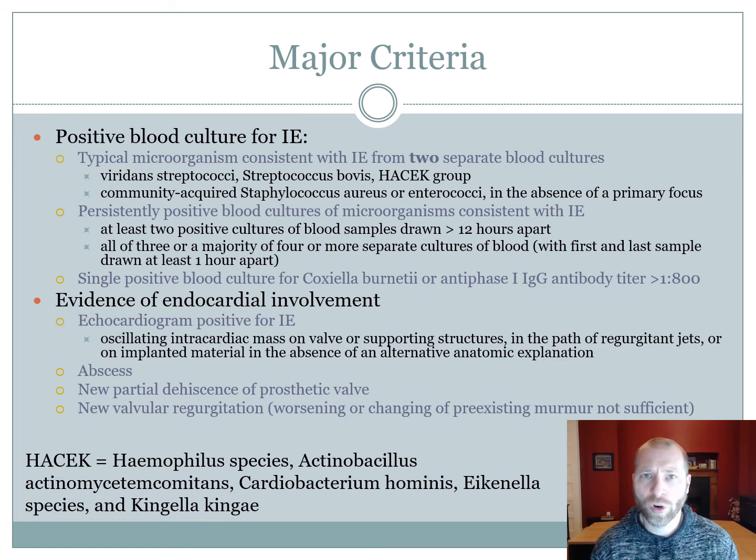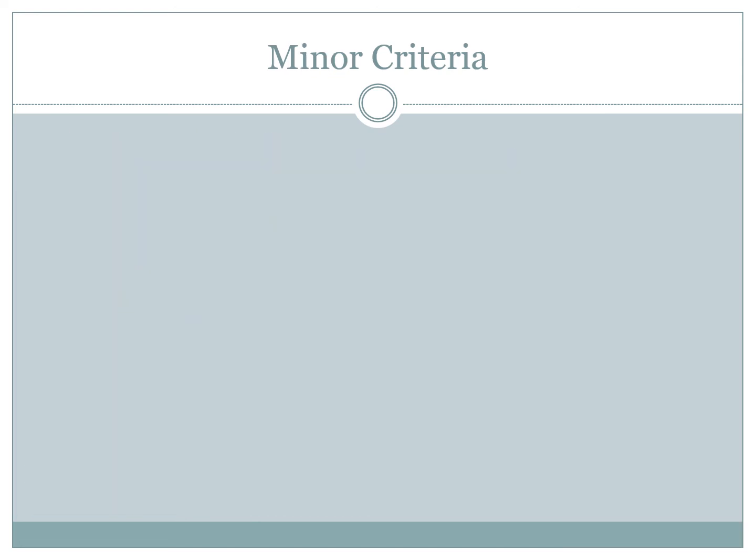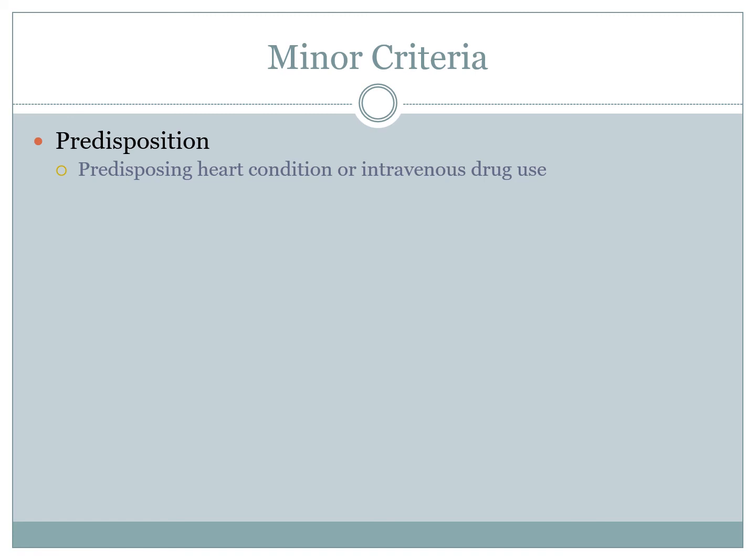Worsening or changing of a pre-existing murmur is not sufficient for a major criteria diagnosis. There are 5 minor criteria in the Duke classification of endocarditis. You can have a predisposing heart condition or intravenous drug use. You can have a fever with a temperature greater than 38 degrees Celsius.